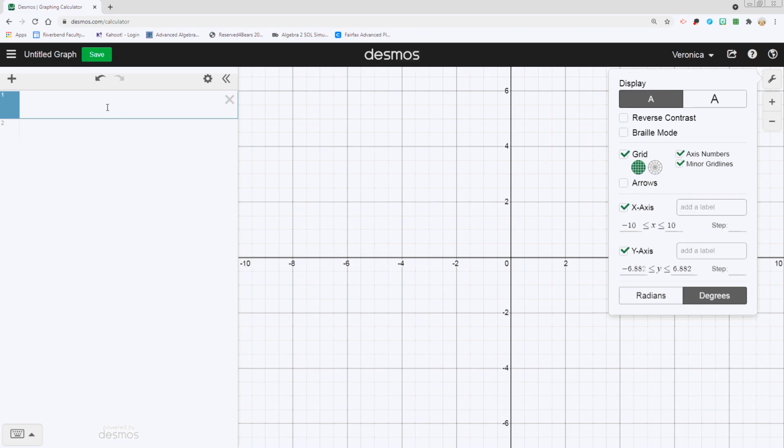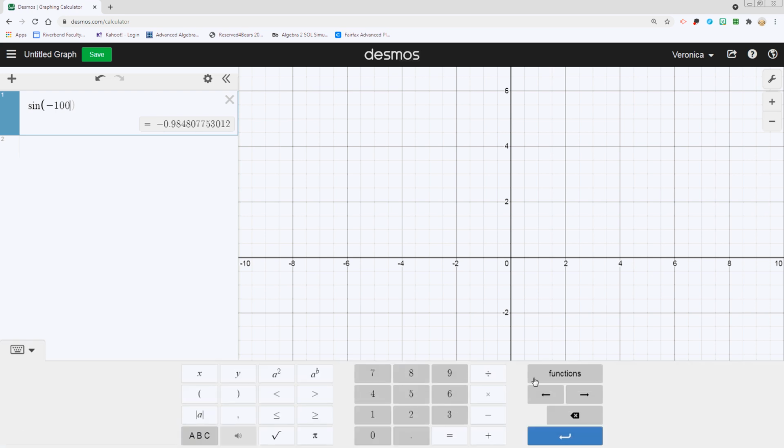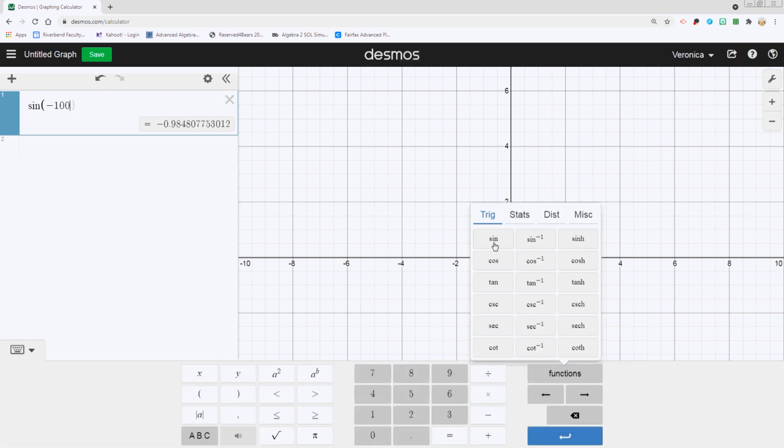So with Desmos, there are 2 ways that you can get your trig functions to show up. You can literally type in, like if I wanted to find sine of negative 100, I literally type in SIN, and then I type the problem. You can also use the keyboard, click functions, and you can click any of your sine, cosine, tangent, cosecant, secant, cotangent, and their inverses. All right, so you don't even have to type it if you don't want to. It's just right there in functions in the trig.